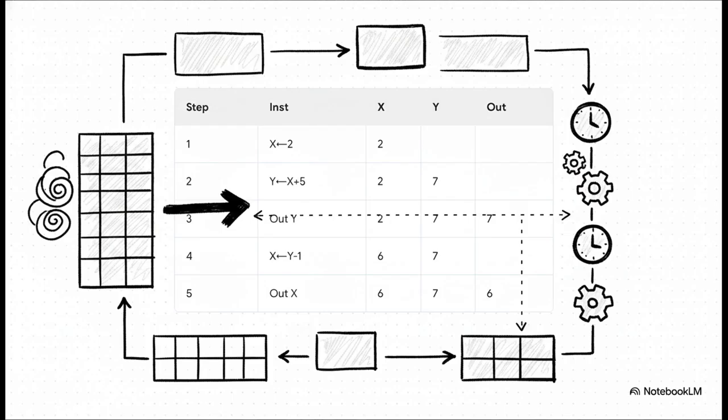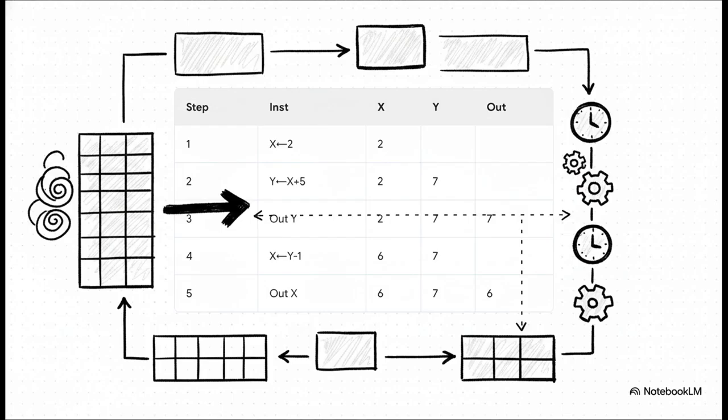In step 1, x is assigned 2. So we write 2 in the x column. Step 2, y becomes x plus 5. Since x is 2, y becomes 7. Step 3 asks for an output of y, so we record 7 right there in the output column.